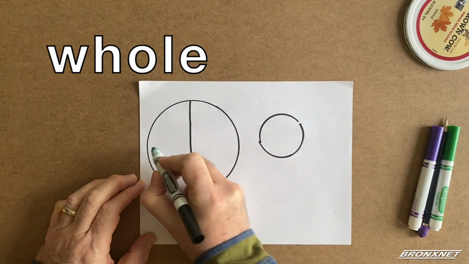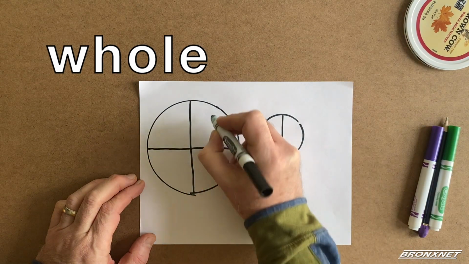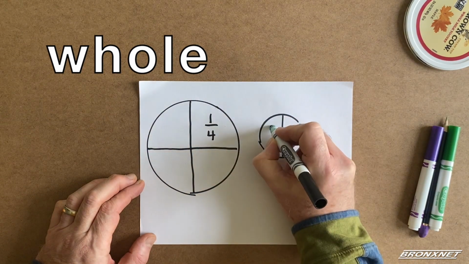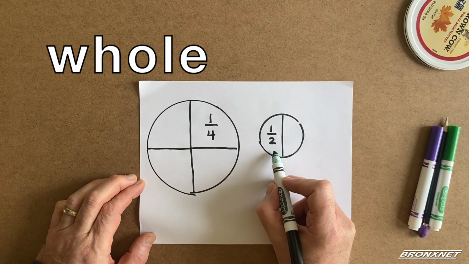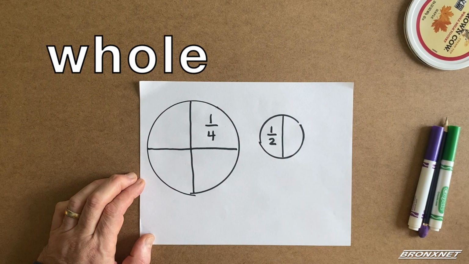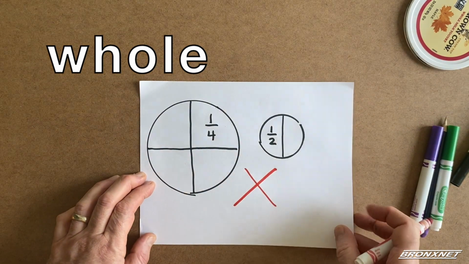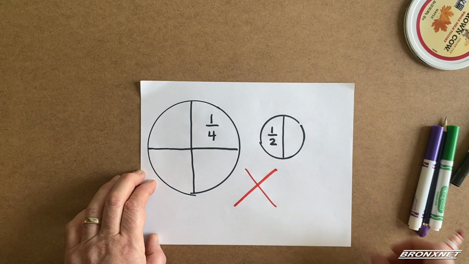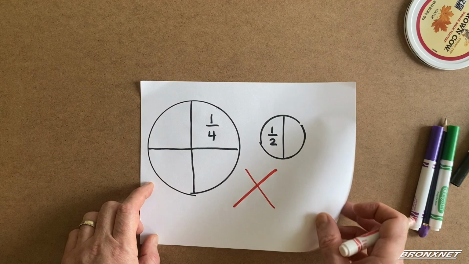Now I can't use these two wholes to compare two fractions because my drawing shows that 1/4 is larger than 1/2. So when I use models to compare fractions, I have to start with the whole that is the same thing. So I can't draw things like that. I have to use the same size whole when comparing fractions. So let's get started.